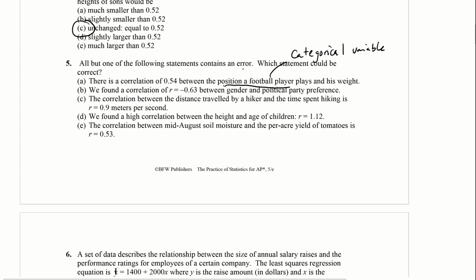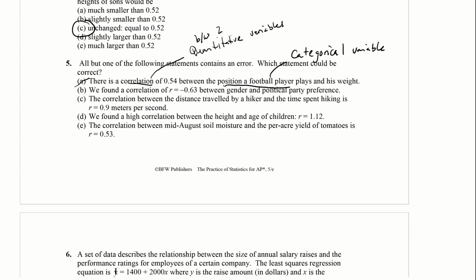And correlation is only good between quantitative variables. You can't have correlation of a categorical variable with a quantitative variable. It has to be two quantitative variables. Okay, so it's between two quantitative variables. All right, so it can't be A. That's incorrect.